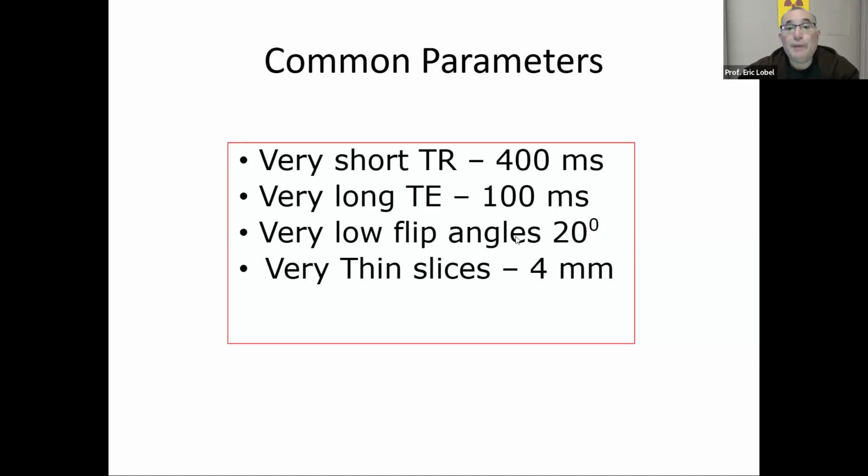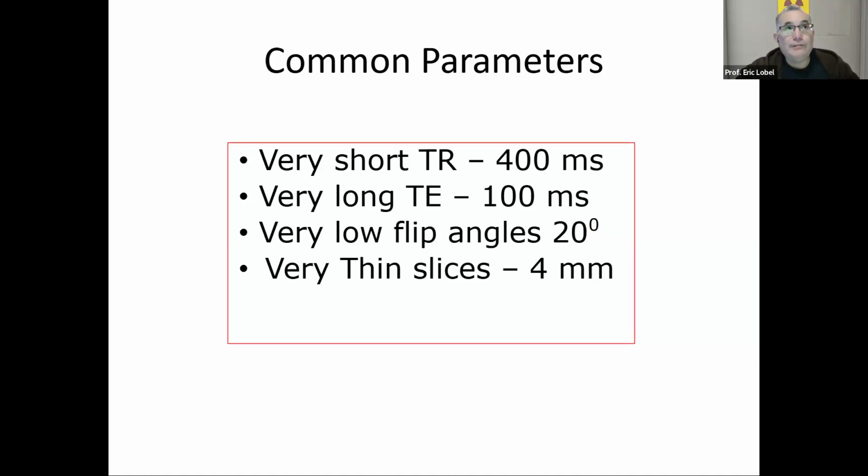Flip angle, when you maximize your flip angle, the higher it is, the more signal you get. But a relatively low flip angle is about 20 degrees. We'll see this next week when we talk about gradient sequences and things like the steady state. And a pretty thin slice would be about 4 millimeters, right? But you can go even smaller, right?